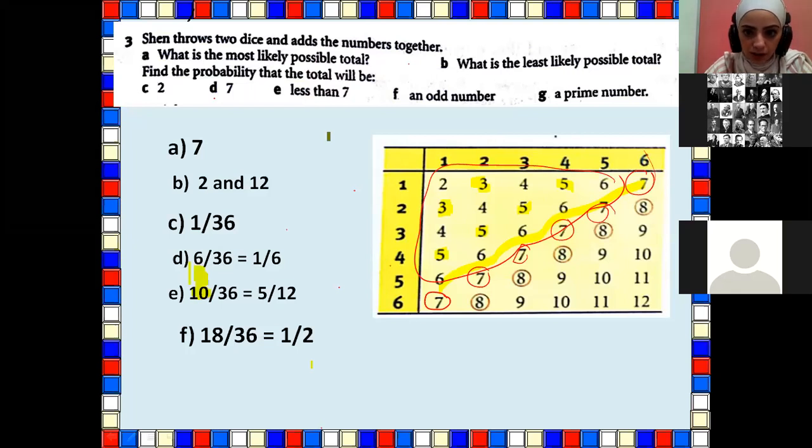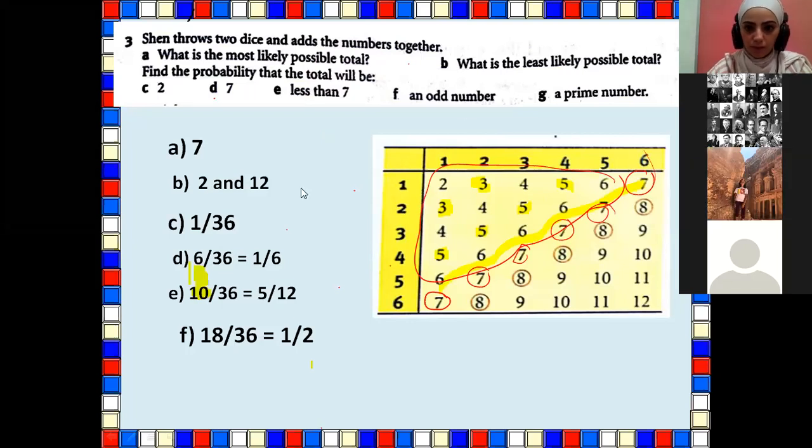Joud Al-Khawaja. Yalla, Joud. A prime number. 15 out of 36. What are the prime numbers in this table? 2, 3, 5, 7, and 11. Yes, excellent. All of them together, 15. So we divide by 3.